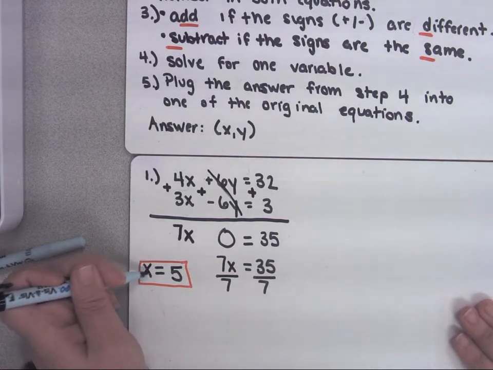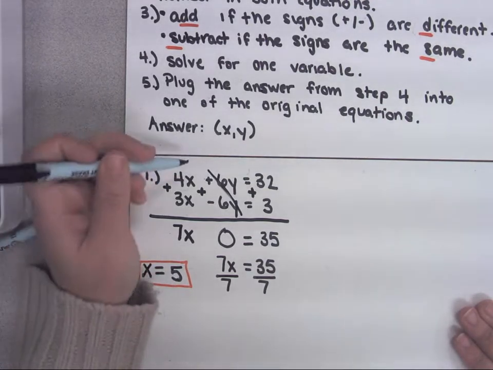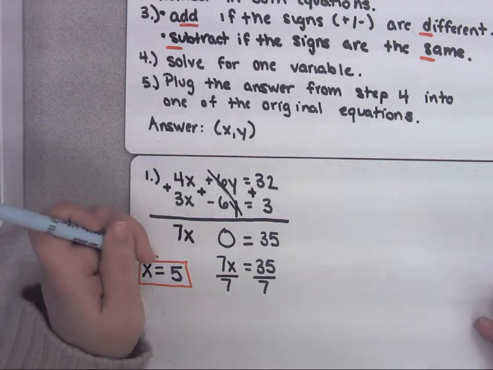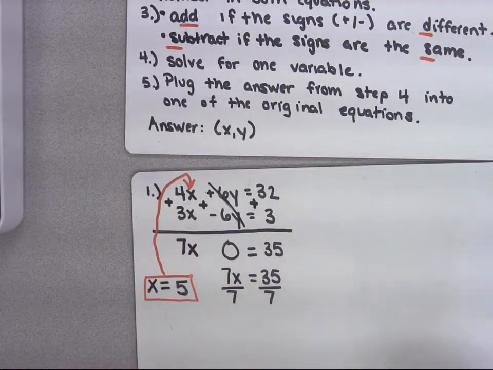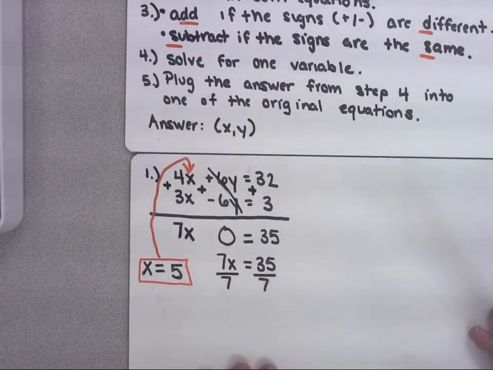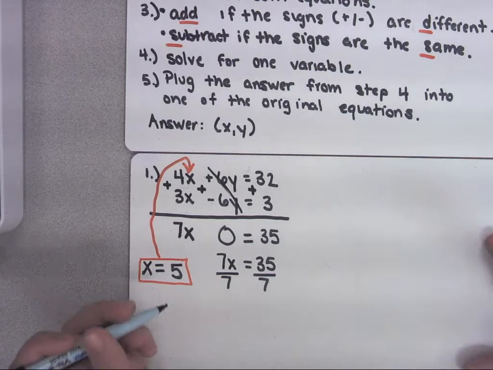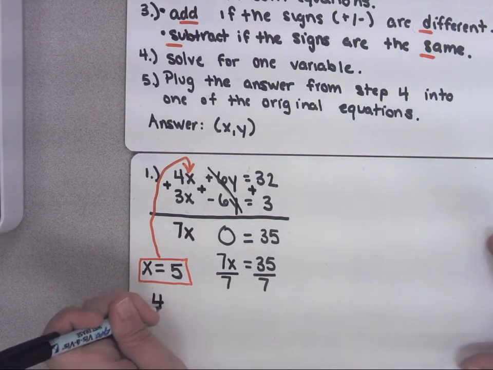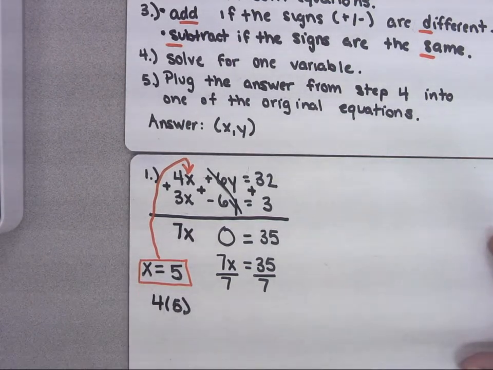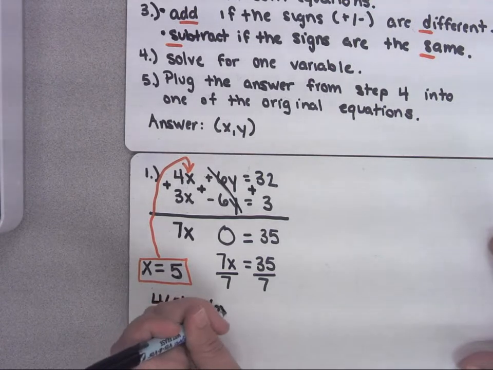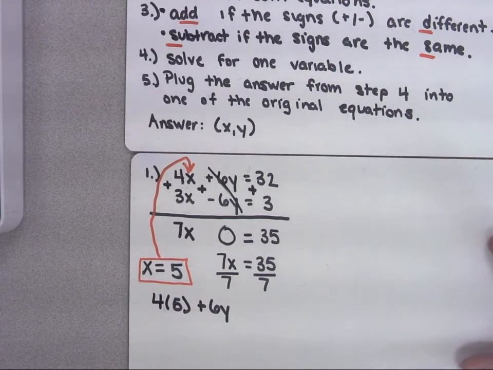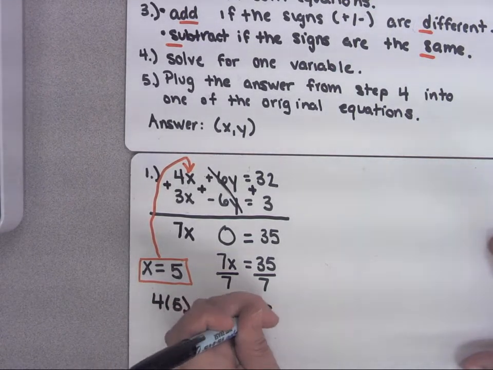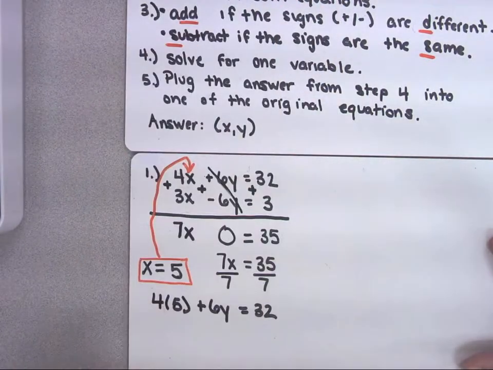So we're going to take x. We're going to plug 5 in only for x. So if it helps you, draw an arrow where the x is, so you remember you plug it into the right spot. So now let's write the equation. 4 times 5 plus 6y, because that's still there in the original equation, equals 32.